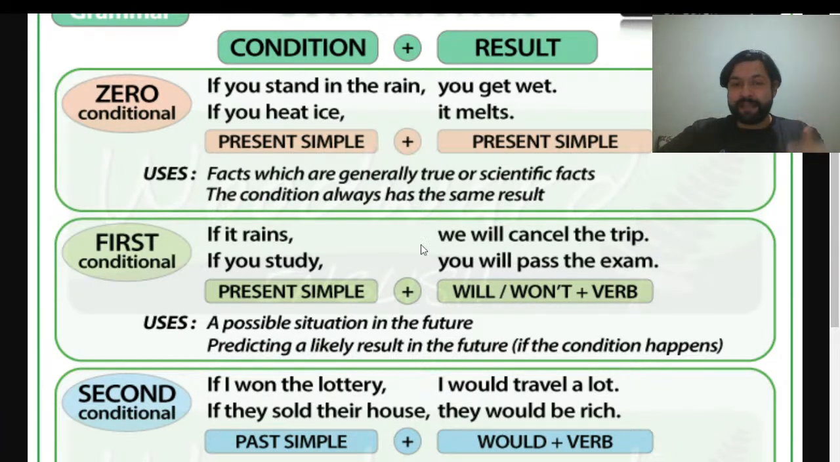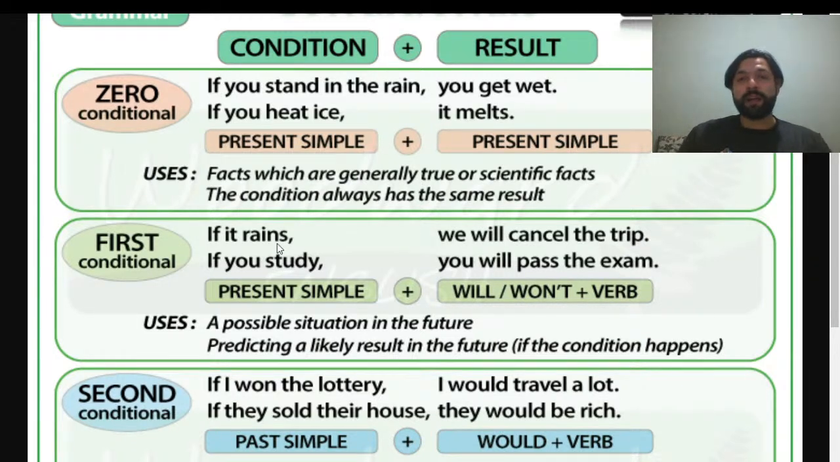Now the difference from the zero conditional is, it's not every time it rains that we cancel the trip. So this is not a fixed situation. This is just about this specific moment, this specific trip. If it rains, we'll cancel the trip. And the opposite is also true. If it doesn't rain, we won't cancel the trip.